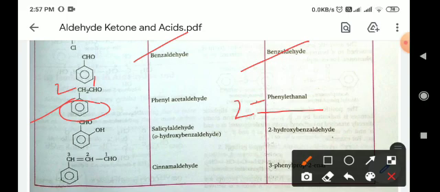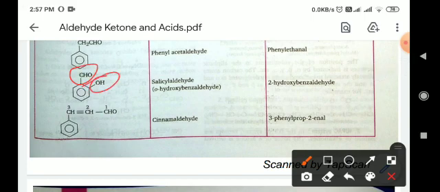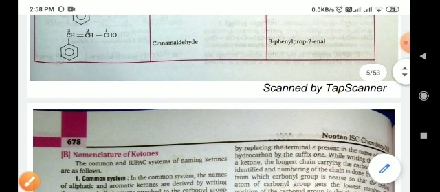Like that, here you can see that two functional groups are present: one is the CHO group and the other is the OH group, an alcoholic group and an aldehydic group. For writing the IUPAC name of this compound, it is 2-hydroxybenzaldehyde, because OH is considered as a prefix, for which hydroxy is used, and for the suffix, CHO is written as al. So 2-hydroxybenzaldehyde will be the IUPAC name of this compound.